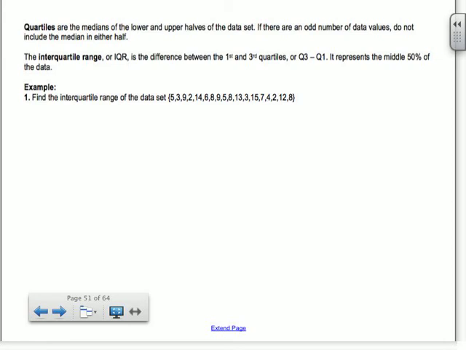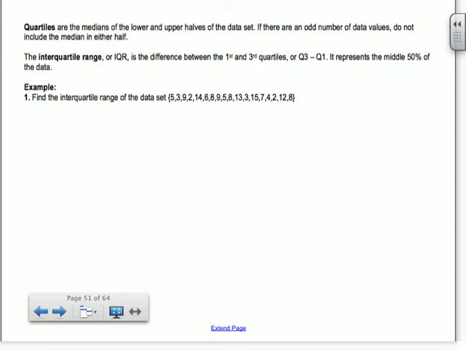So anyway, these are the medians of the lower and upper halves of the data set. You're going to divide your data into the lower half and upper half by putting them in order, and then find the medians of both halves. It divides your data into 4 separate sections, quartiles, like quarters. If there are an odd number of data values, do not include the median in either half, so don't include that middle number. The interquartile range is the difference between the first and third quartiles, so you'd find Q3 minus Q1. It represents the middle 50% of the data.